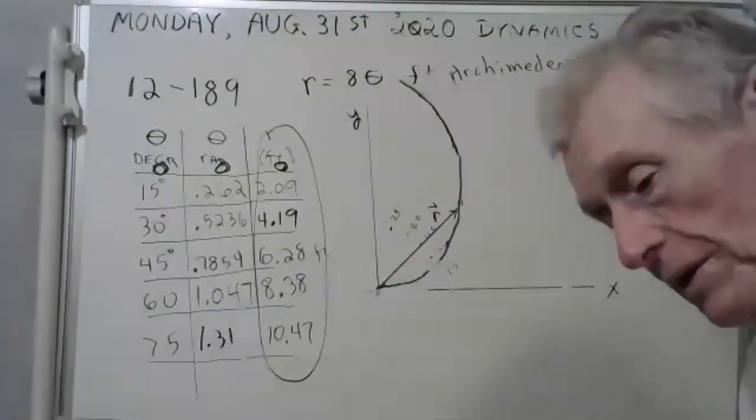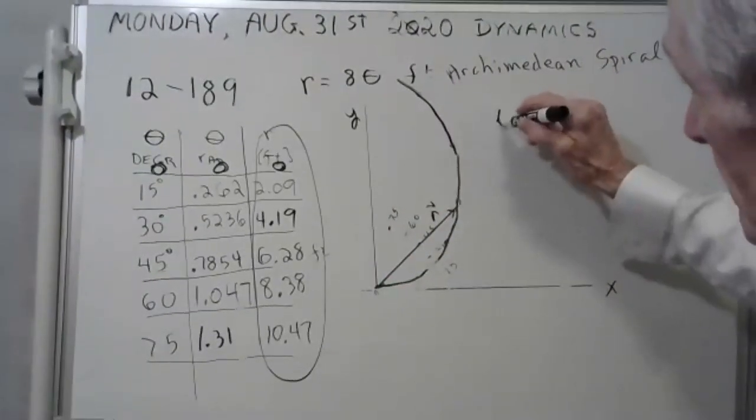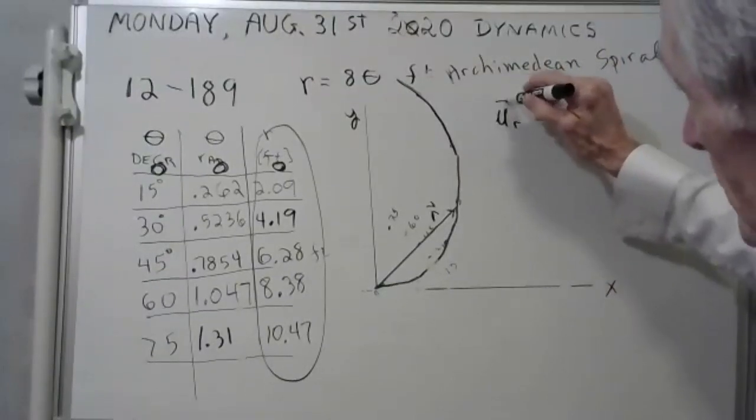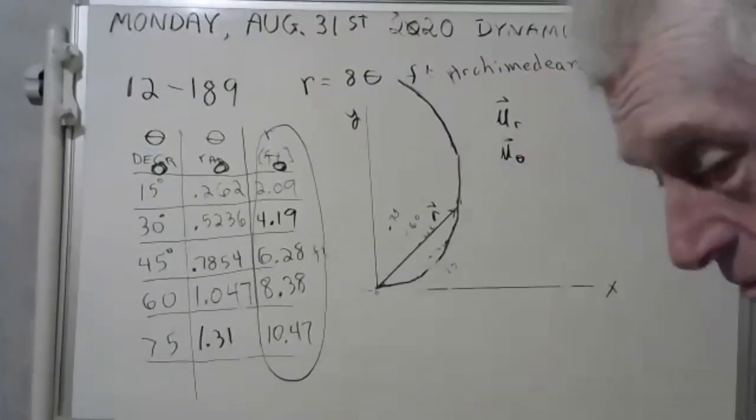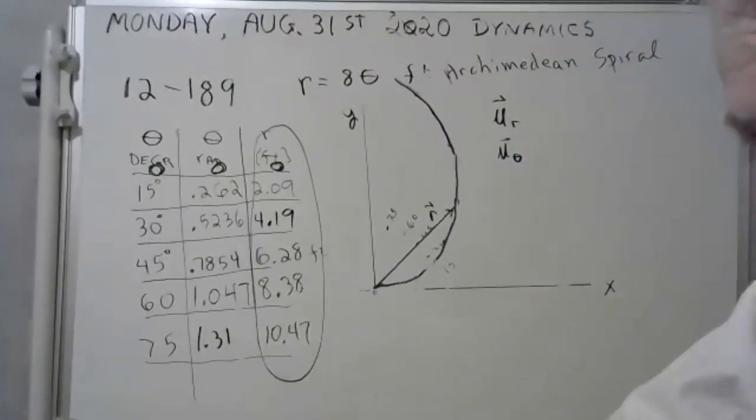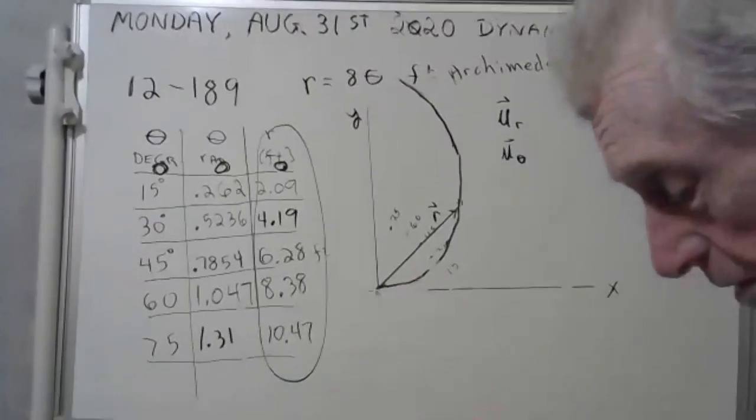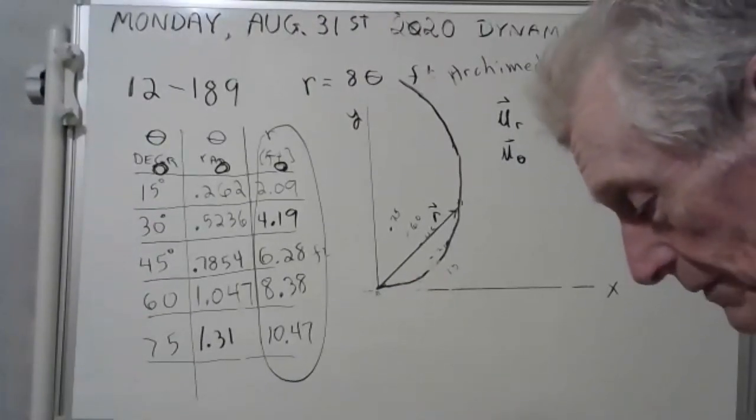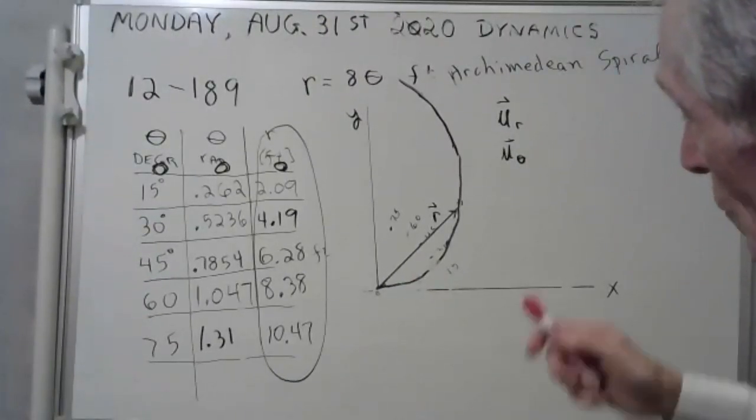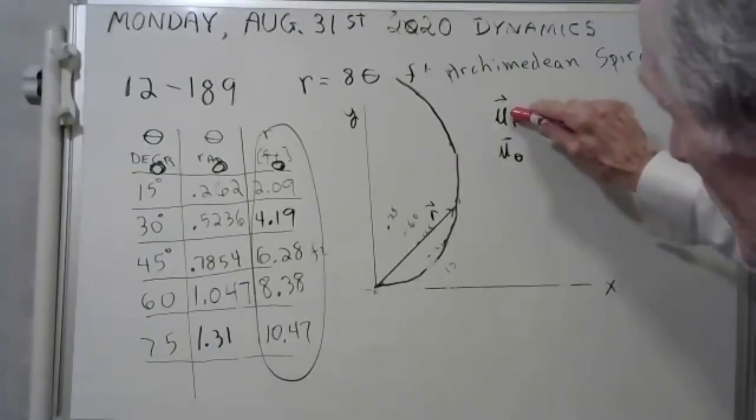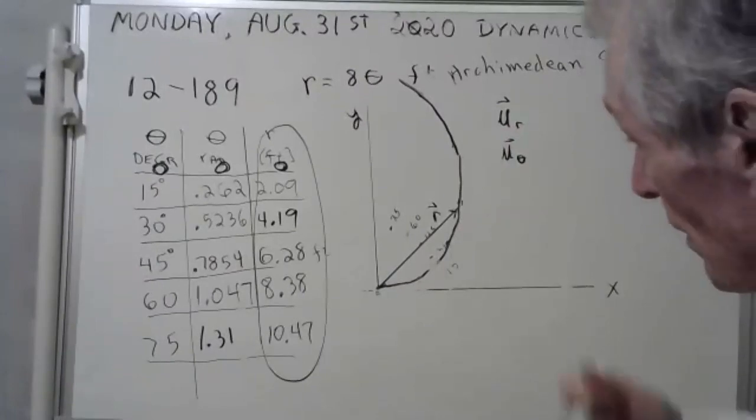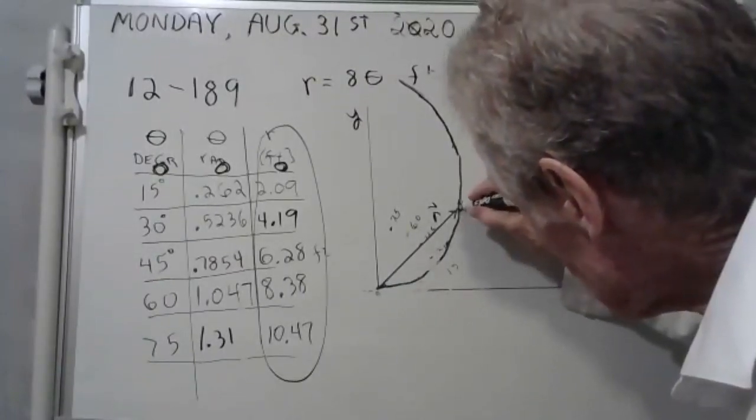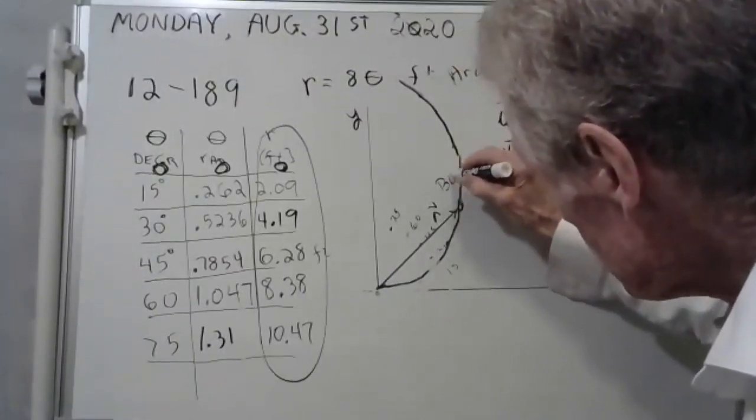And now we're going to put in our unit vectors. These have names. I like to put them in color. I'm going to put these in red. But where do they go? Where does the radial unit vector go? It's got to be at the body. Now here's my body, do you understand? There's your body.